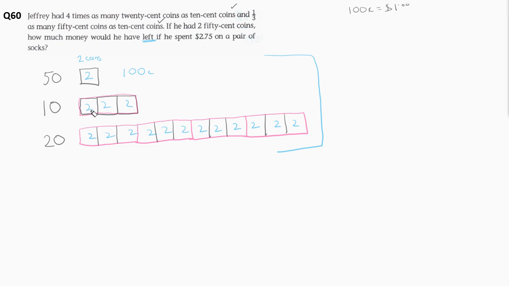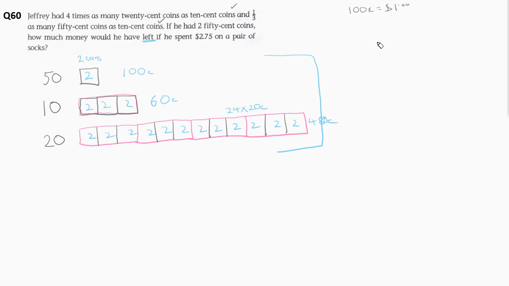What is, this is 2, 4, 6. What's 6 times 10? Well, that is 60 cents. And here we have 2, 4, 6, 8, 10, 12, 14, 16, 18, 20, 22, 24. We have 24 times 20. Okay, I'm just going to write that up here. 24 times 20 cents. Okay, and that is 480 cents. And that is all of his money.